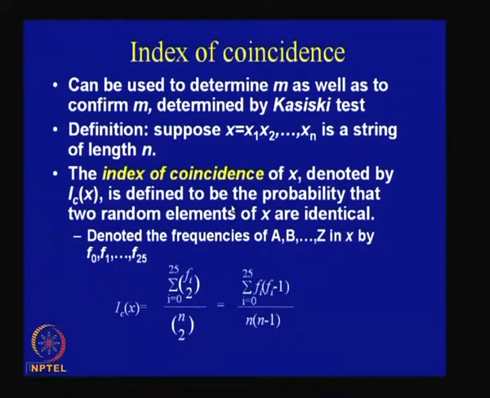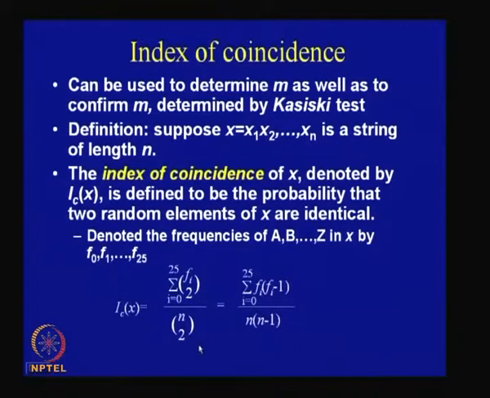Now the index of coincidence of x is often denoted by IC(x), and it is defined to be the probability that two random elements of x are identical. So you take an x which is a string and find the index of coincidence, which is the probability that if you take two random elements of x, then they are identical. Let us try to compute this, and let us assume that the frequencies of a, b and so on till z in x are f0, f1 and so on till f25.